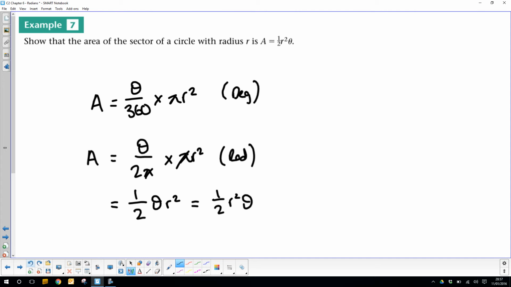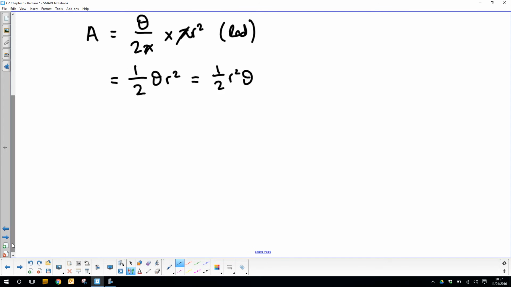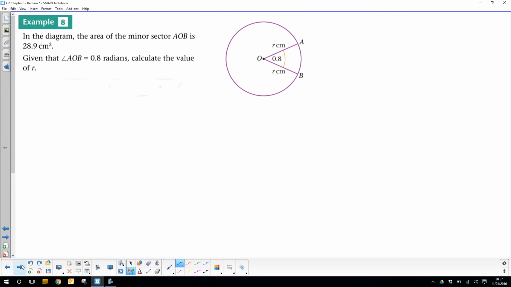So the area in radians, if we've got an angle in radians, is given as a half r squared theta, and you'll be using that a lot. In fact, we're going to use that now in example 8. It says the area of minor sector AOB, and by minor sector it means this smaller one, as opposed to the major sector, which would be, unsurprisingly, the bigger one. But we're dealing with the little one. Minor sector AOB is 28.9. Given that angle AOB is 0.8, calculate the value of r.